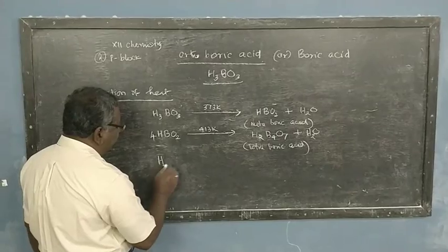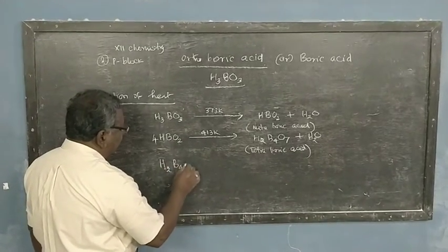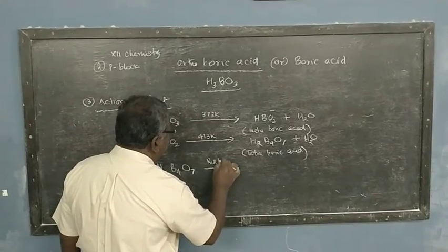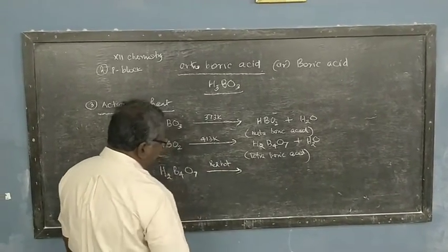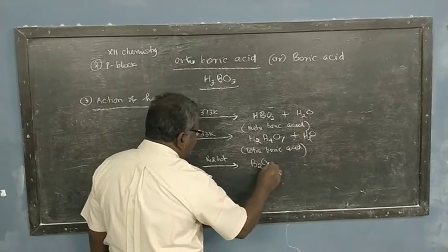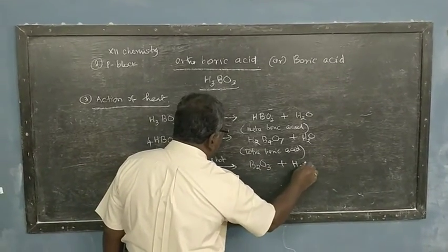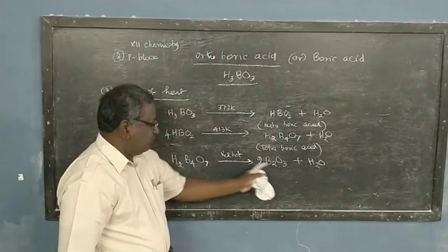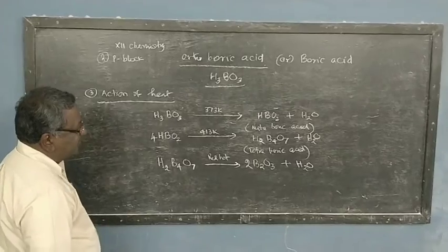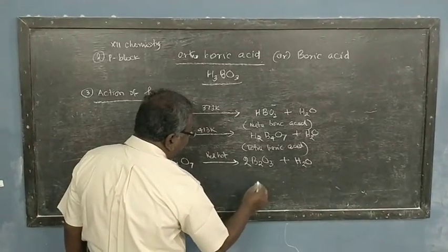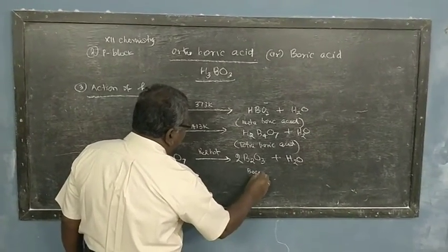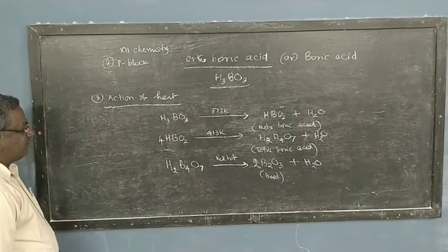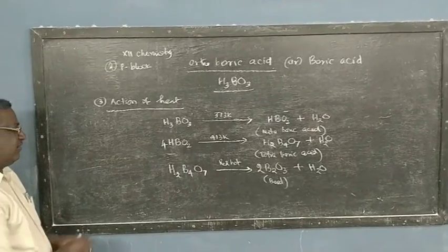H2B4O7, when further heated to red hot condition, it breaks, forming boron trioxide, giving out water molecule. So you got to multiply this by 2. Boron 4, hydrogen 2 into 4. So this forms boron trioxide. This is mostly coming out in the form of bead. That's why it's used in bead test also. So this is the third equation, right?